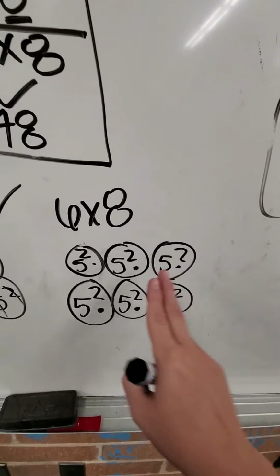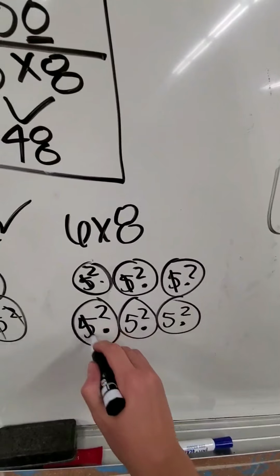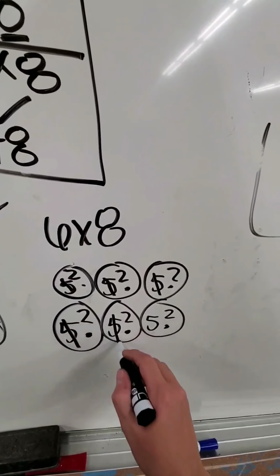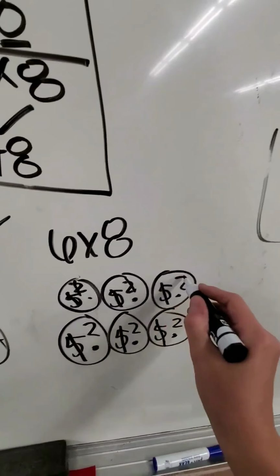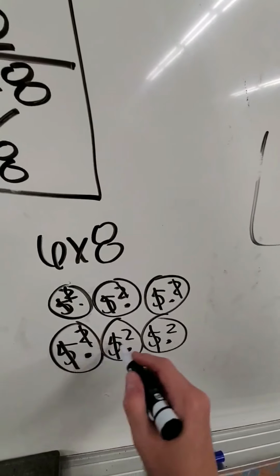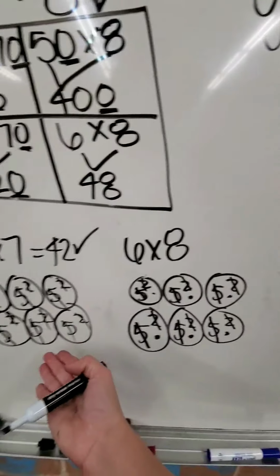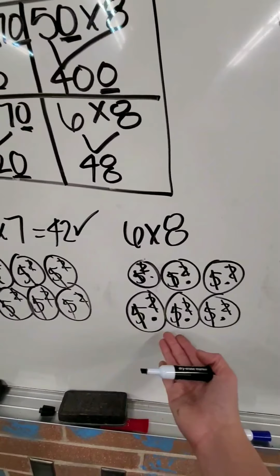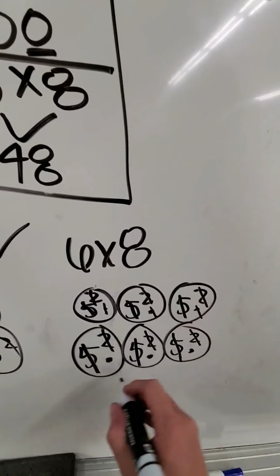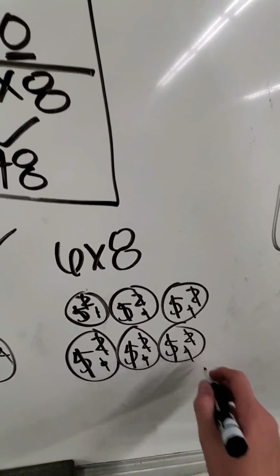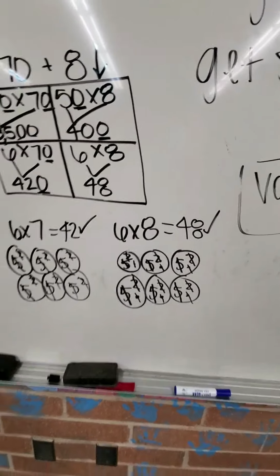So I'm going to check and make sure I got 48. I've got 5, 10, 15, 20, 25, 30, 32, 34, 36, 38, 40, 42. Oh, I could have just looked here and I had the same thing. 42, 43, 44, 45, 46, 47, 48. And it does equal 48, so I was correct.